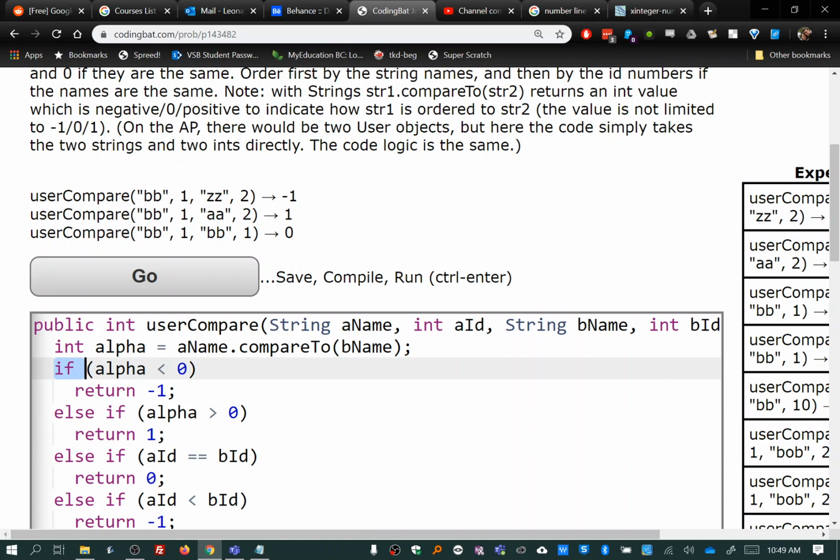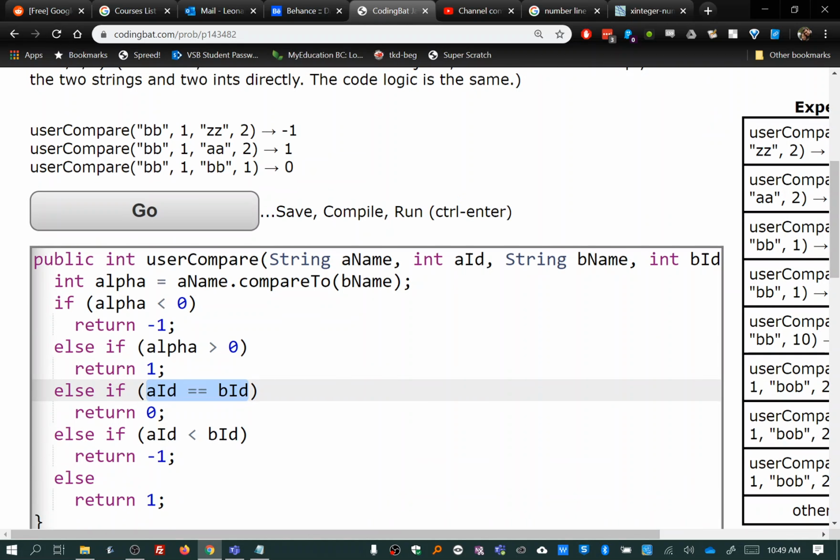And notice how we're using if, else if. So now what if these two were equal? If these two were equal, it would return 0. So neither this would be true nor this would be true, because 0 is neither less than 0 nor greater than 0. So we go to the next thing. And the next thing is the tiebreaker. We want to see about the ID numbers.